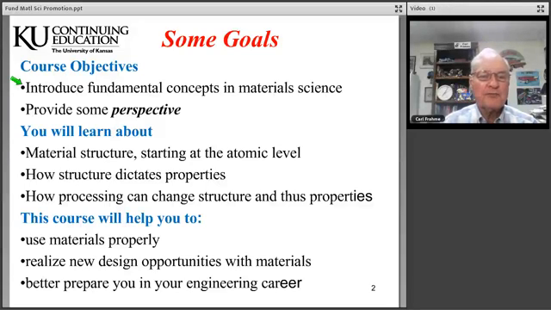One is to introduce some fundamental concepts of material science, to provide some perspective. I've got 40 years experience in industry, so I hope I can provide you with some of that. You're going to learn about material structure, starting at the atomic level, how this structure and microstructure derived from it dictates properties, how processing can change structure and thus properties, and these can be fairly well controlled. Now, this course is going to help you use materials properly, realize new design opportunities with materials, and better prepare you in your engineering career.